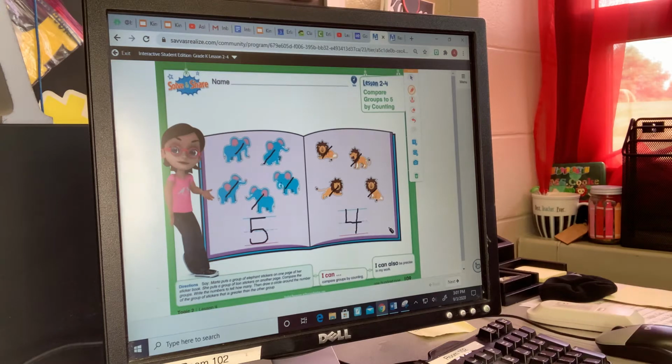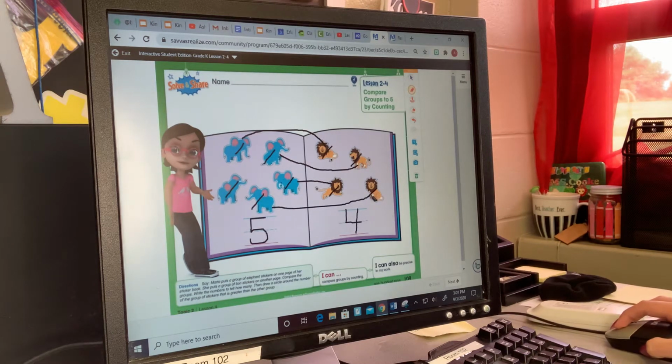Okay, so now to compare my groups of images. Now I know I have 5 elephants and 4 lions, but I want to know which one I have more of, so greater the amount, or which one I have not as much as, less than the amount. Okay, so I'm going to draw my lines to match. So draw elephant to the lion, elephant to a lion, elephant to a lion, elephant to a lion.